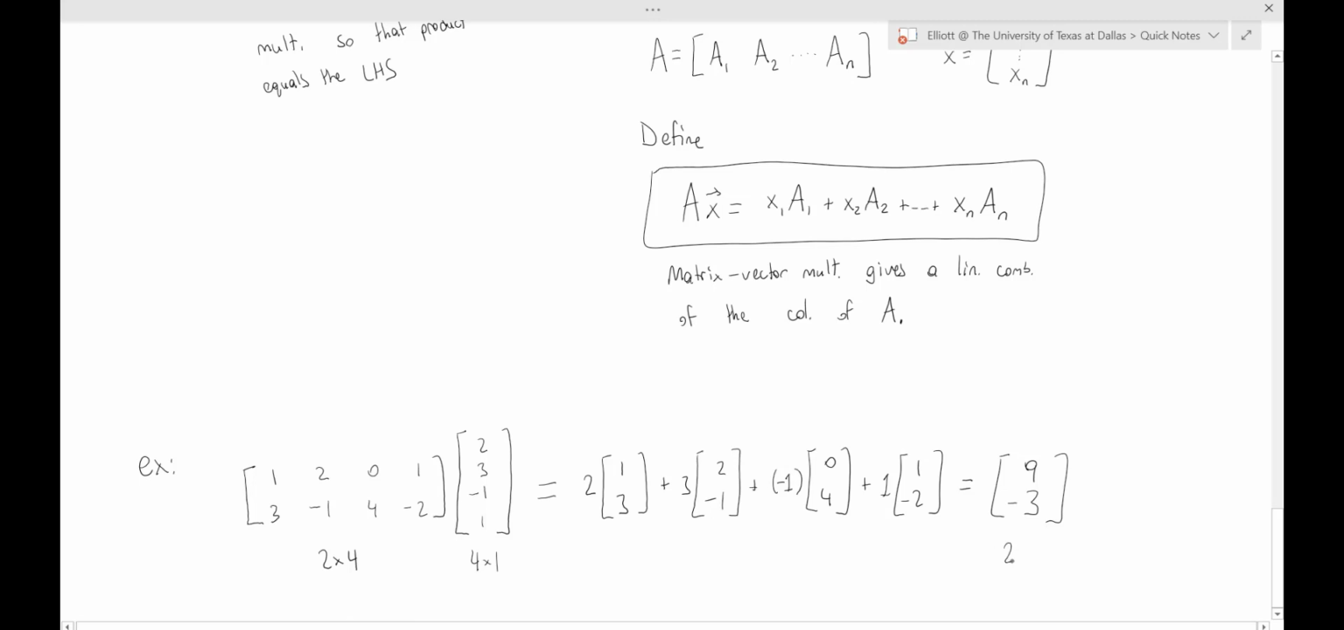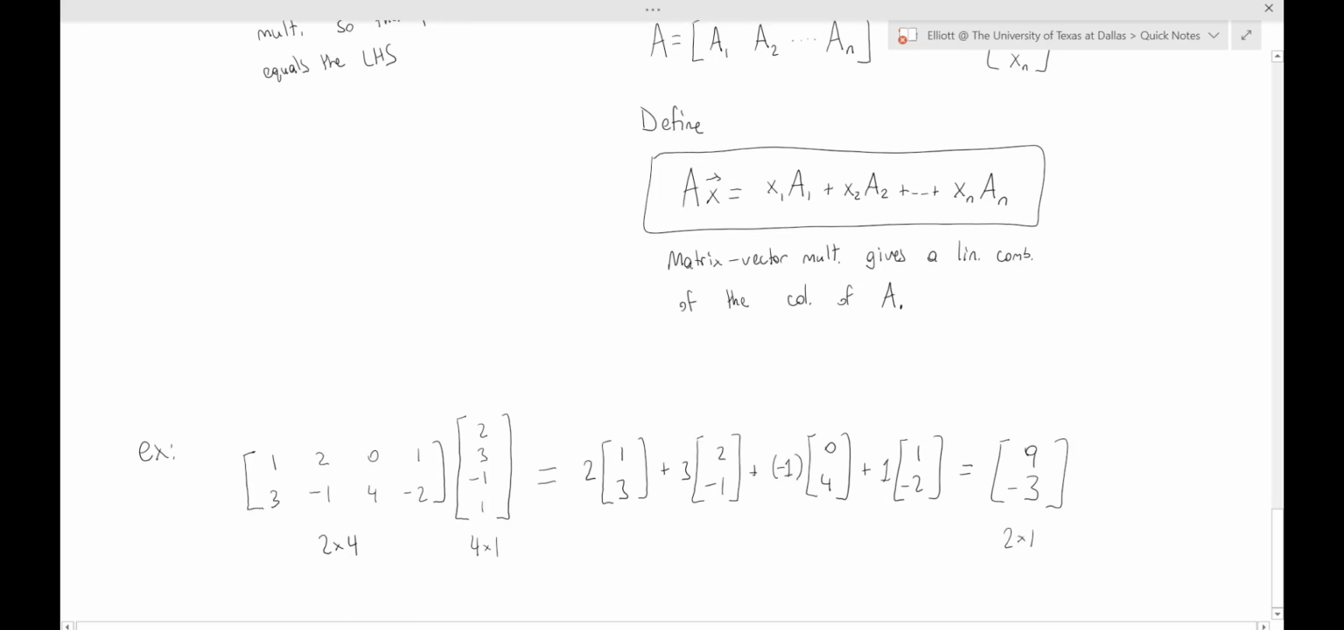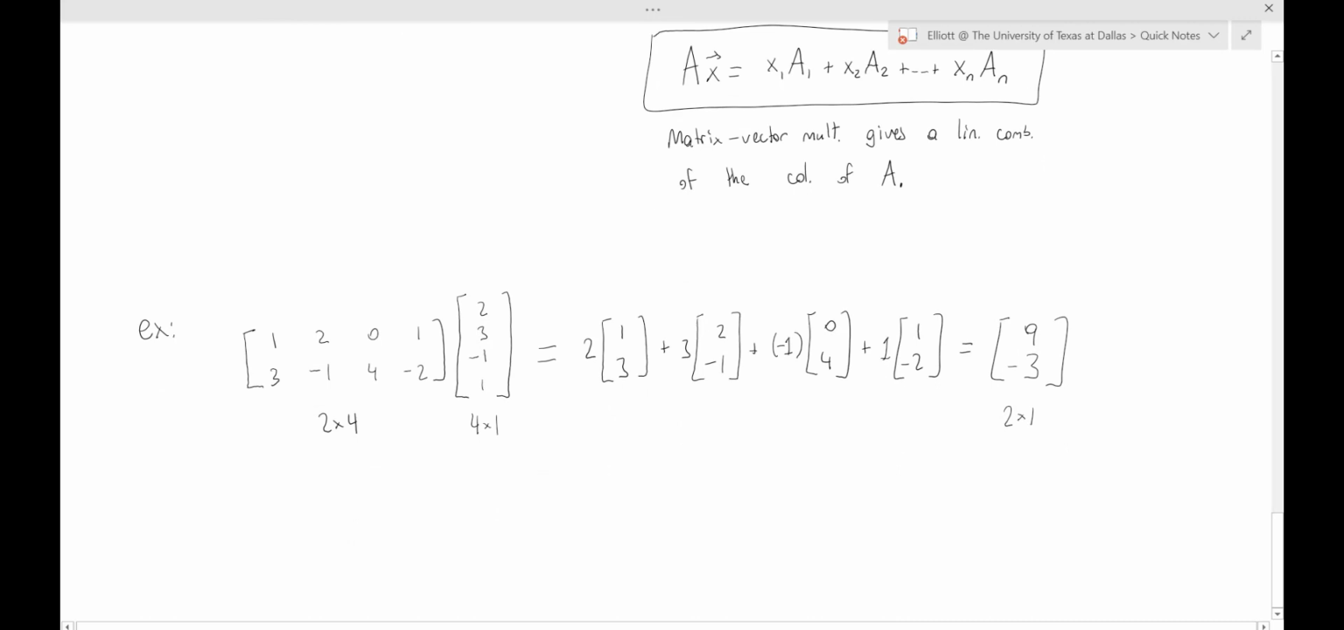All right, it's maybe worth noting that the result is size 2 by 1. So if you want to know what the size of the result is going to be, you can get the size of the result by looking at these outer numbers, if you will. So these tell you the size of the result. All right.